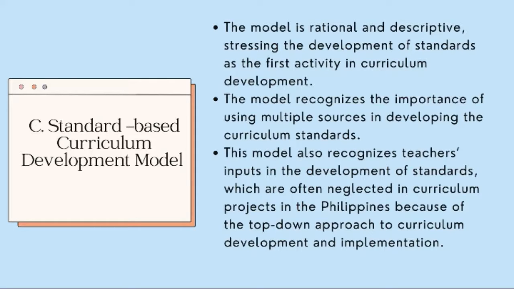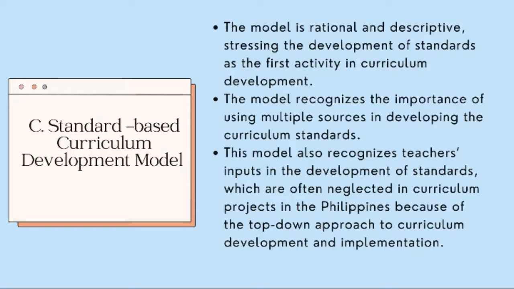Other things that we need to know about this model. First, the Glatthorn model is an example of a linear and rational curriculum development model. The model is rational and descriptive, emphasizing the development of standards as the first activity in curriculum development. So what does this model recognize? The model recognizes the importance of using multiple sources in developing the curriculum standards. This model also recognizes teachers' input in the development of standards, which I also stated previously, because they know how the curriculum was implemented before and they have more knowledge in how the curriculum can be properly implemented in the actual classroom setting.